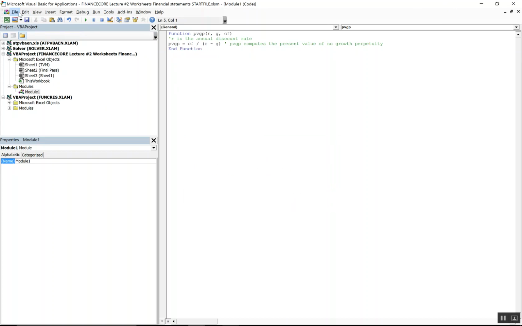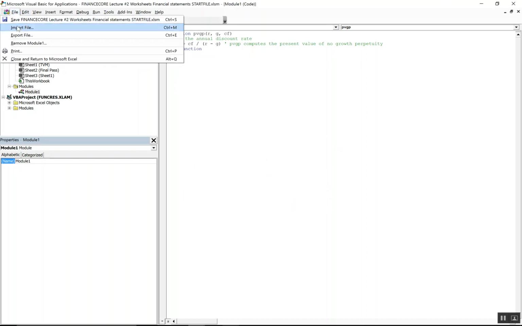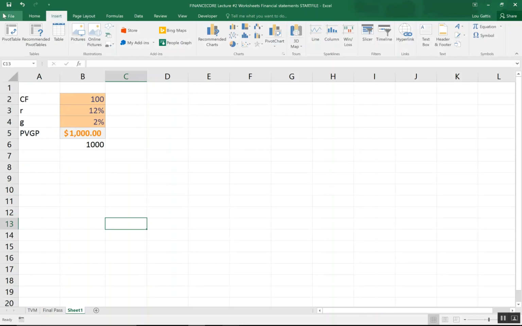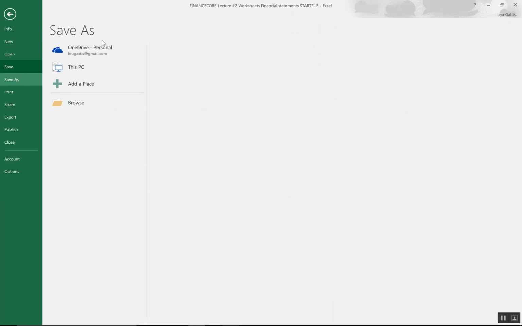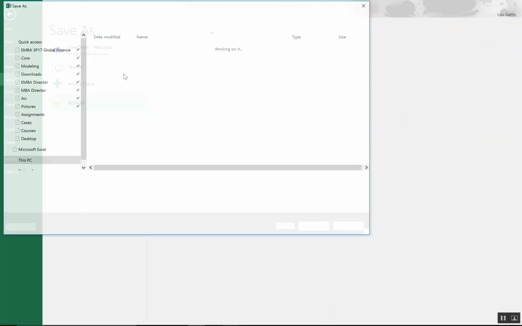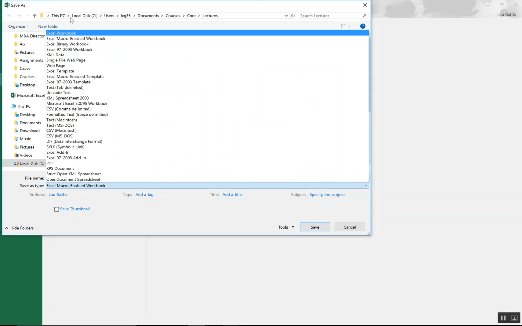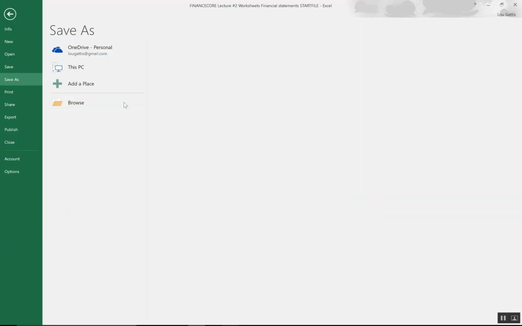Also, whenever you save a worksheet that has a VBA program, you have to do File, Save As, and you must save it as a macro-enabled workbook. If I were to save this as just a workbook, I would lose my VBA; it would actually delete the modules. So make sure you save all your worksheets as a macro-enabled workbook.